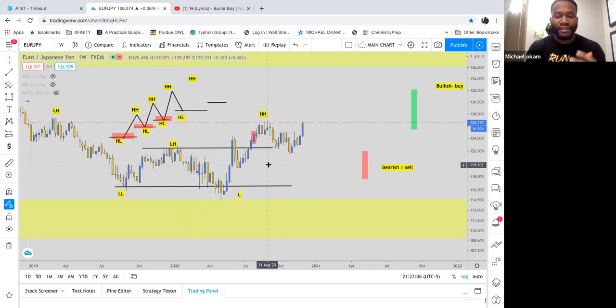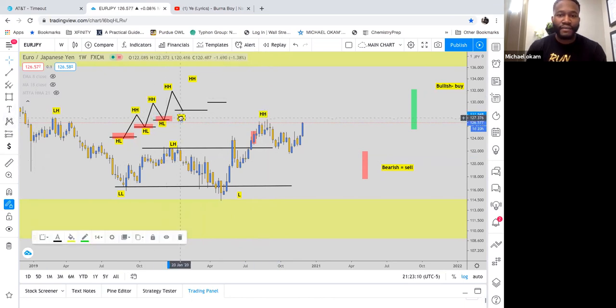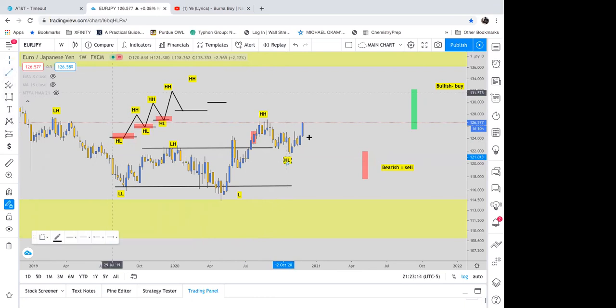Is this stuff making sense a little bit? So from that higher high, we now created a higher low.